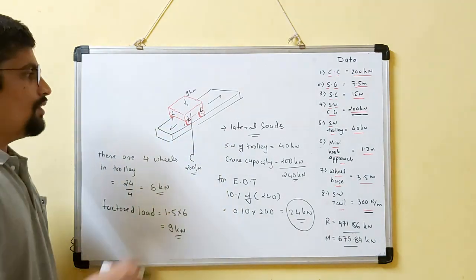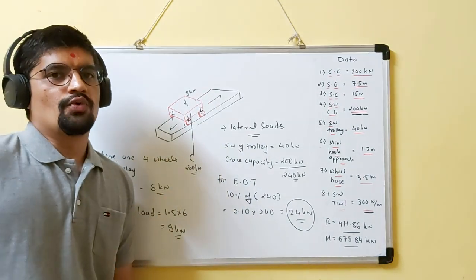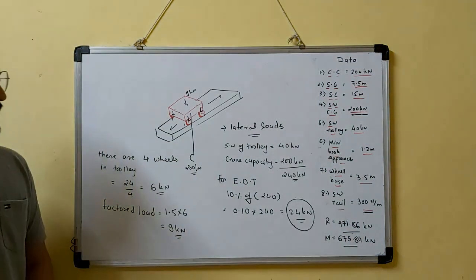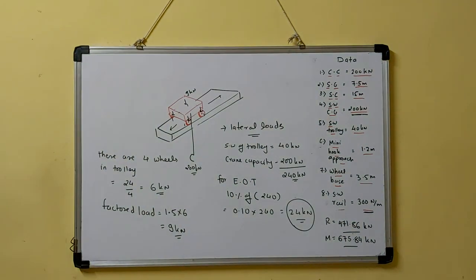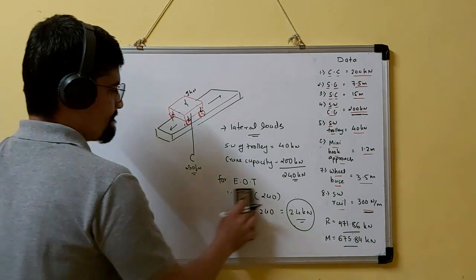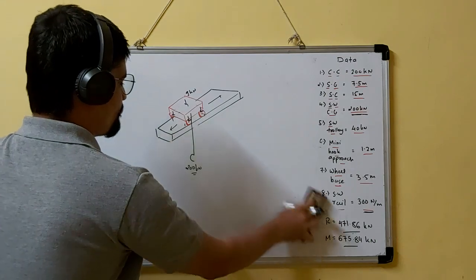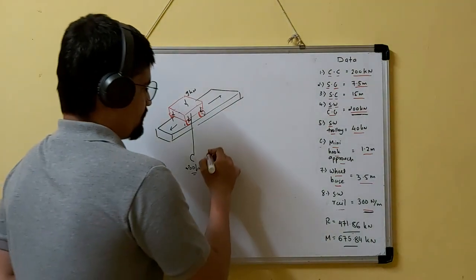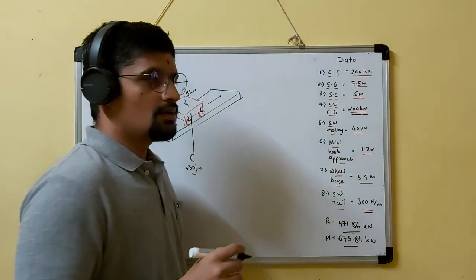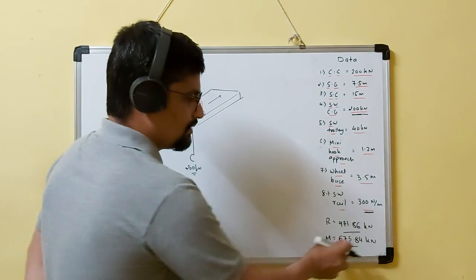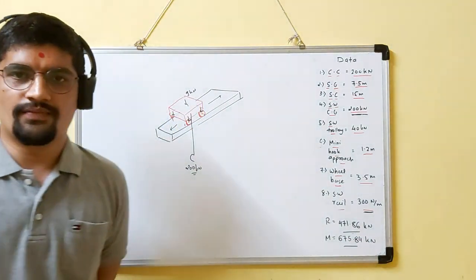Now, what will be the moment produced by this 9 kilonewton load? Let's calculate. The moment due to the maximum wheel load of the crane is 675.84.